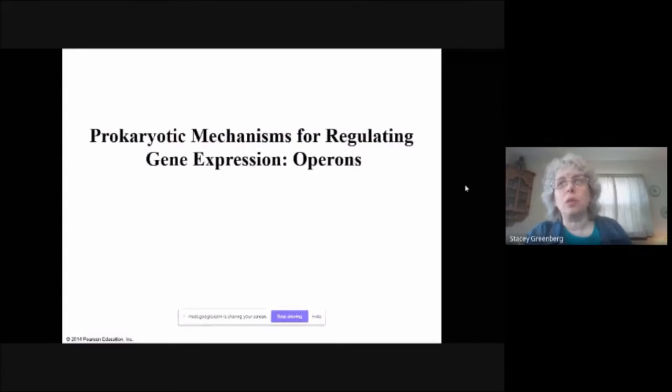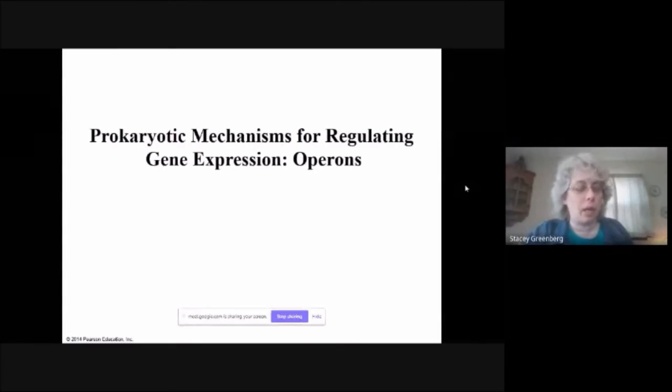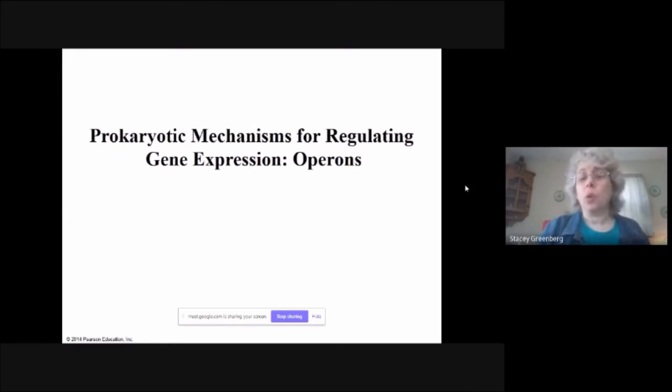As I said at the end of the last lesson, this is probably the most complicated piece of everything that we're talking about with controlling gene expression. There's one mechanism, complicated, well, there's a lot of parts. One mechanism here, and it's known as an operon.